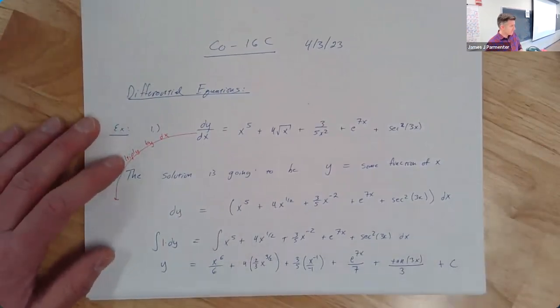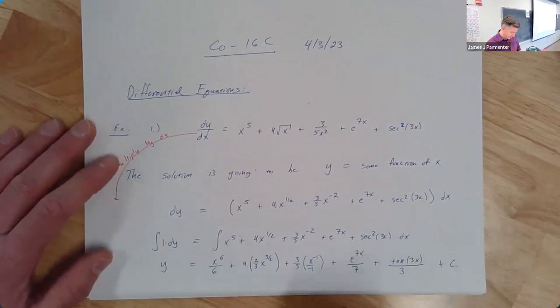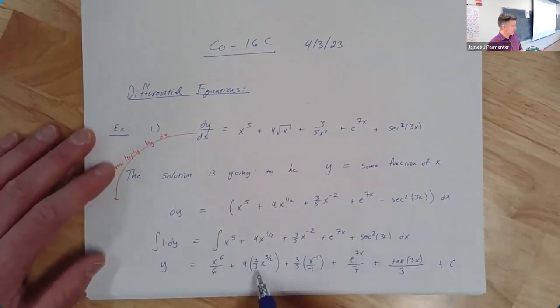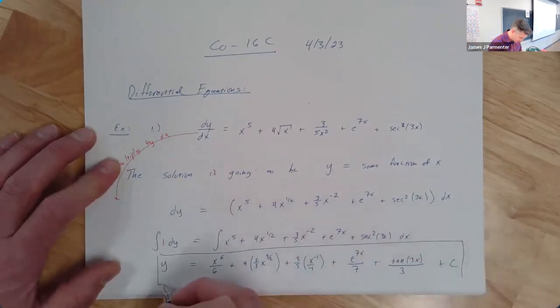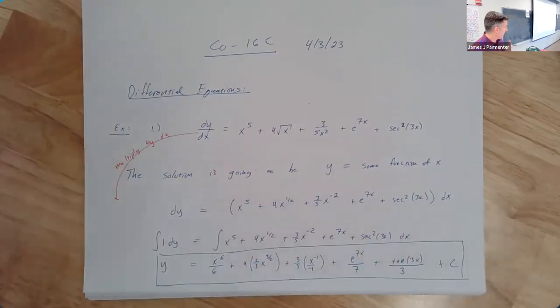I don't feel a need to simplify this at all. You could do a little simplifying, right? You could say that's 8/3 times x to the 3/2. You could say that's -3/5 times x to the -1. But I think that's good enough that we don't need to rewrite the whole thing just to do those couple things. So that's our answer. That is the solution to this differential equation, and it's y equal to some function of your independent variable x.